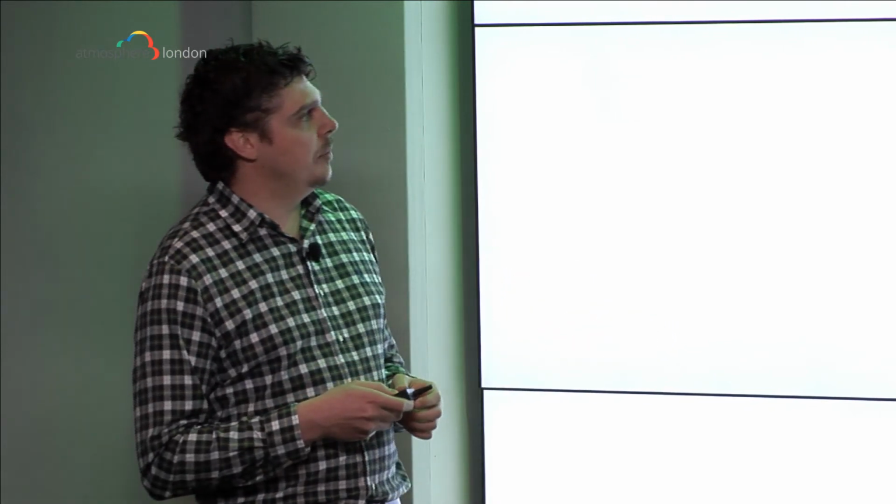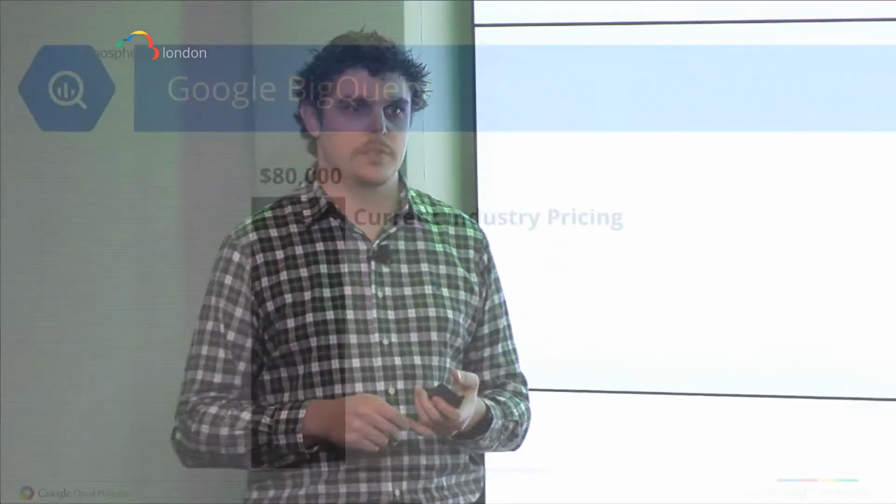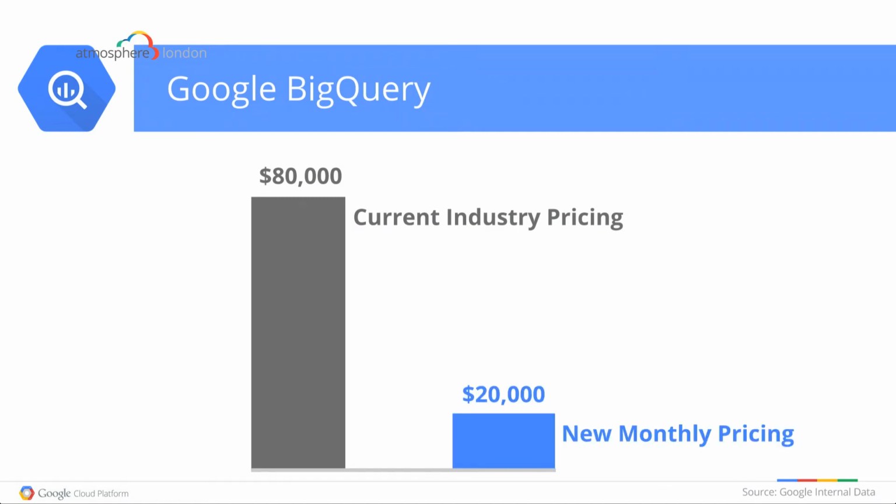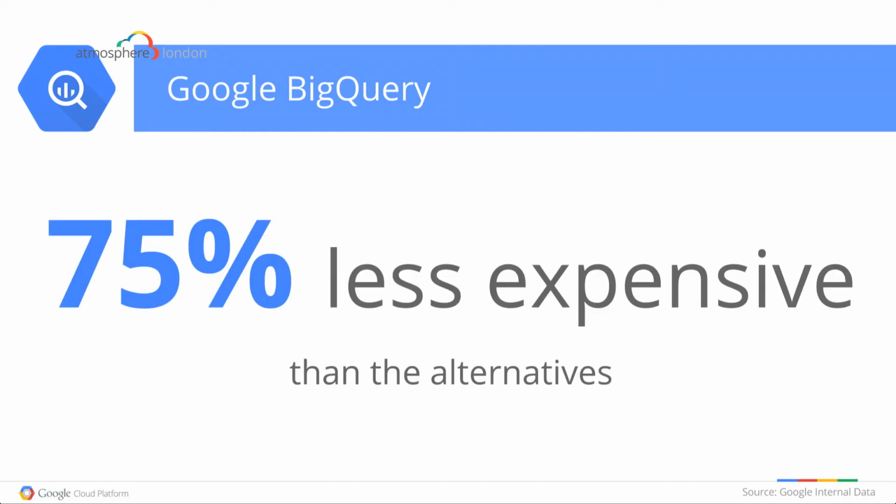So if you are doing substantial data throughput, if you want to reserve, for example, 5 to 50 gigabytes per second of data processing, you might be looking at a price of sort of $80,000 a month if you're looking at that kind of scale with a MapReduce cluster and another industry provider. With our reservation pricing, we now bring that down to the range of $20,000 per month, which is 75% less expensive than the alternatives.